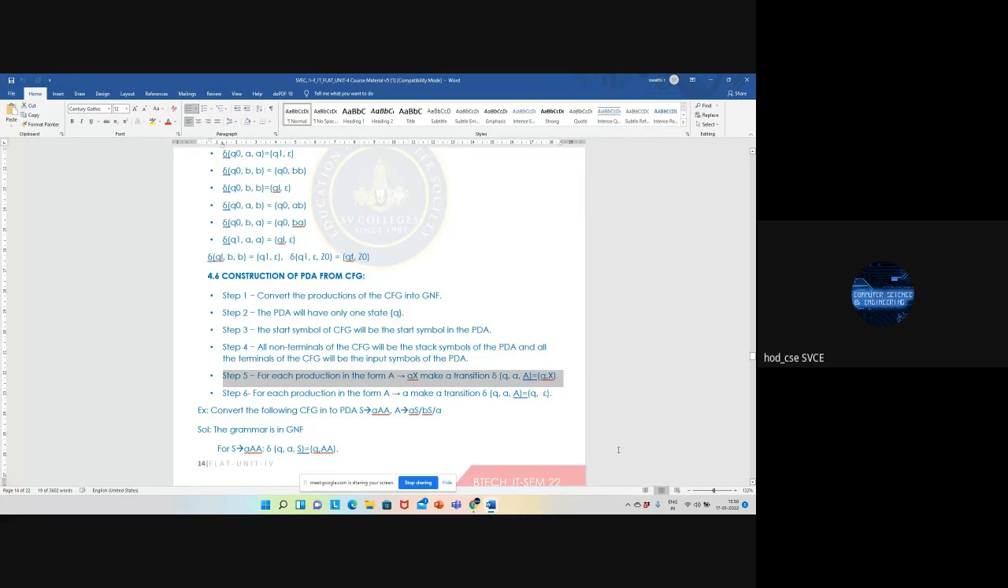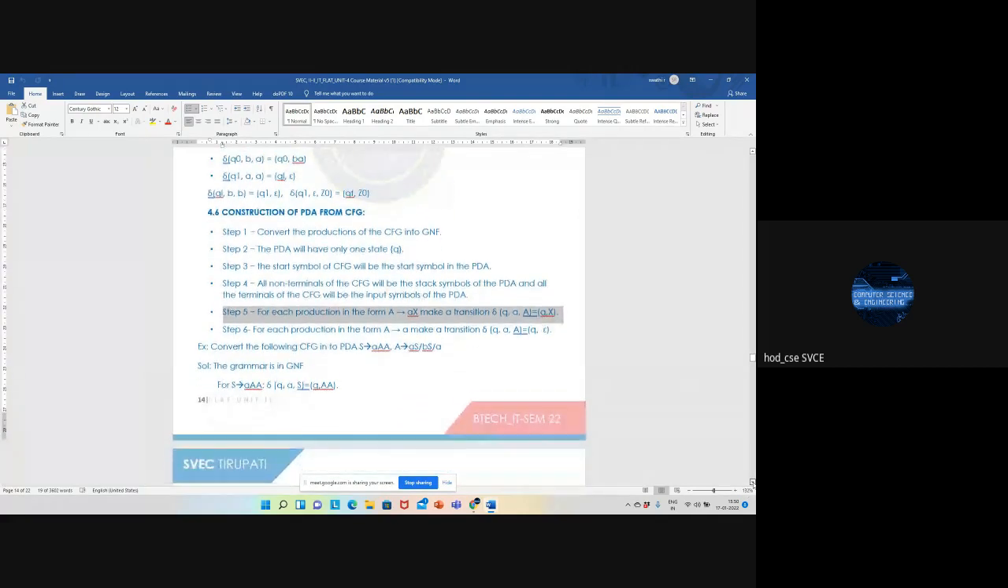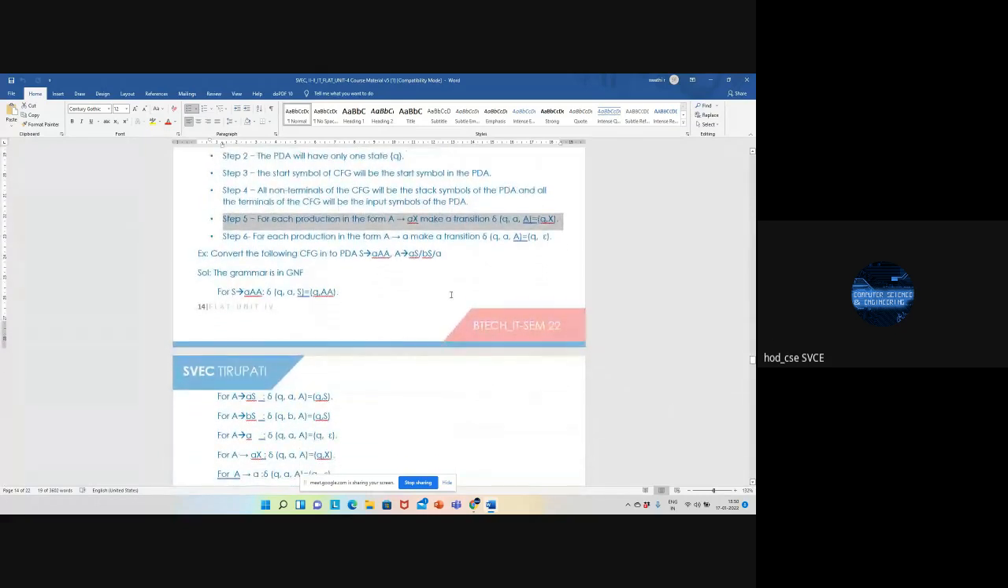So now we'll see the example problem for converting the given context free grammar into pushdown automata. Here these are the production rules: S tends to AA, A tends to AS or BS or A. These are the productions given. This grammar is already in GNF, Greibach normal form, so there is no need to convert, no need to follow step 1.